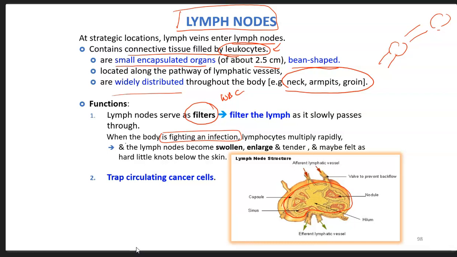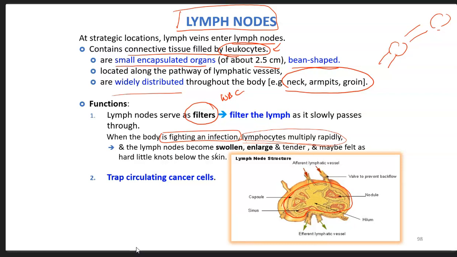Okay, so when the body is fighting an infection, lymphocytes will multiply rapidly. Okay, when you are infected with certain virus, the lymphocytes will multiply rapidly. So adalah mechanism dia yang kita akan tengok nanti masa chapter 7.